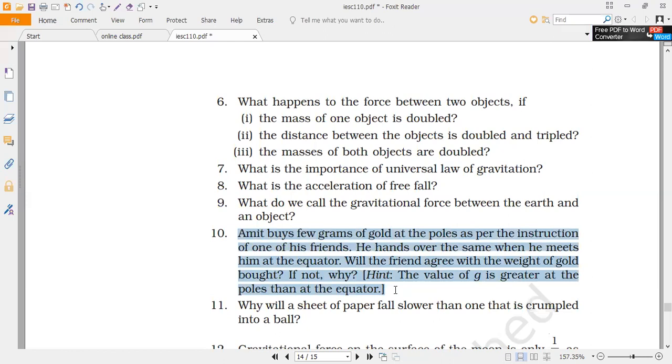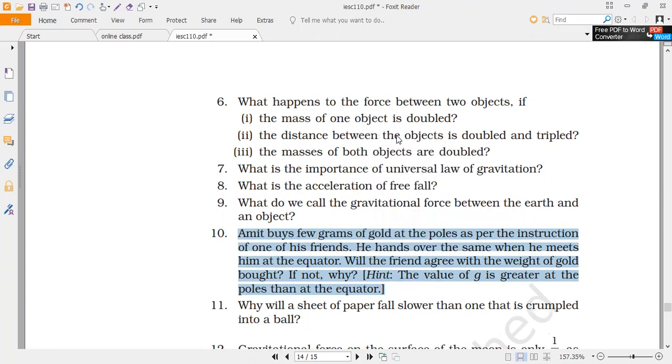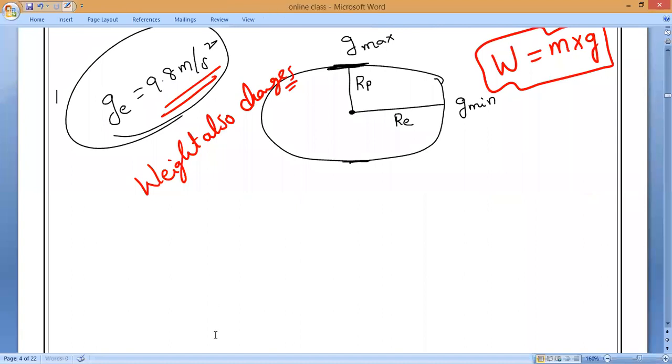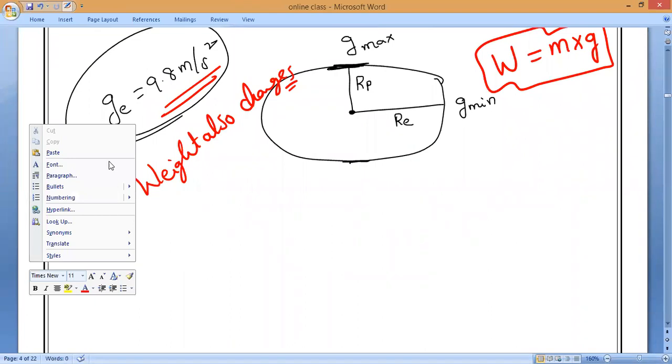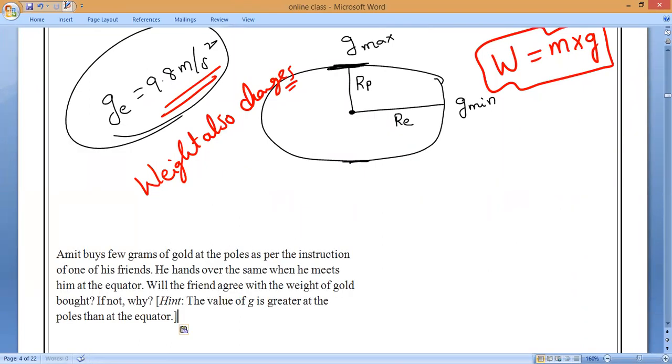Even a hint has been given. Have you noticed it, guys? What is the hint given here? Read, everyone. This is a very important question. The concept is the same one which we discussed. Yes or no? Yes, sir. The hint is also given on the same thing. See, reading is very, very important. That is what I always say. Read the question, everyone. So what are they saying?